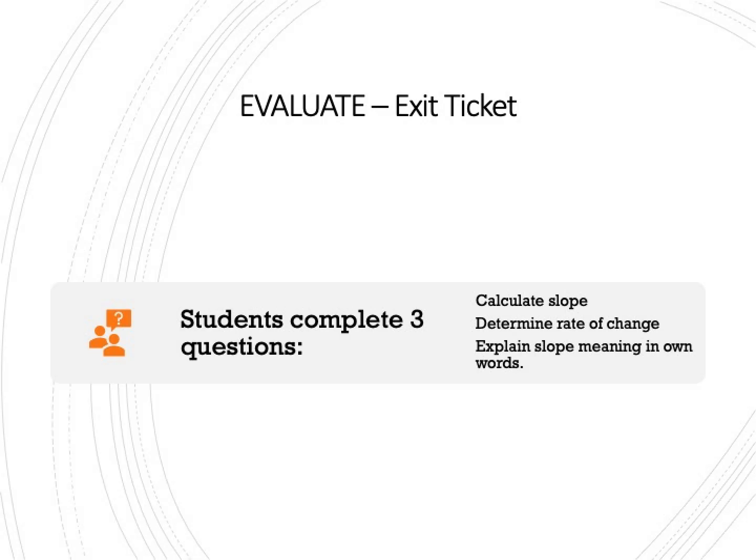Ideally, I would take more time explaining each of the scenarios with the class and we would have a class discussion, but due to time issues, I decided to move on to the evaluate. To assess student understanding, I used a short exit ticket that requires students to calculate slope, determine a rate of change, and explain what slope represents in their own words. This allowed me to check both procedural fluency and conceptual understanding.